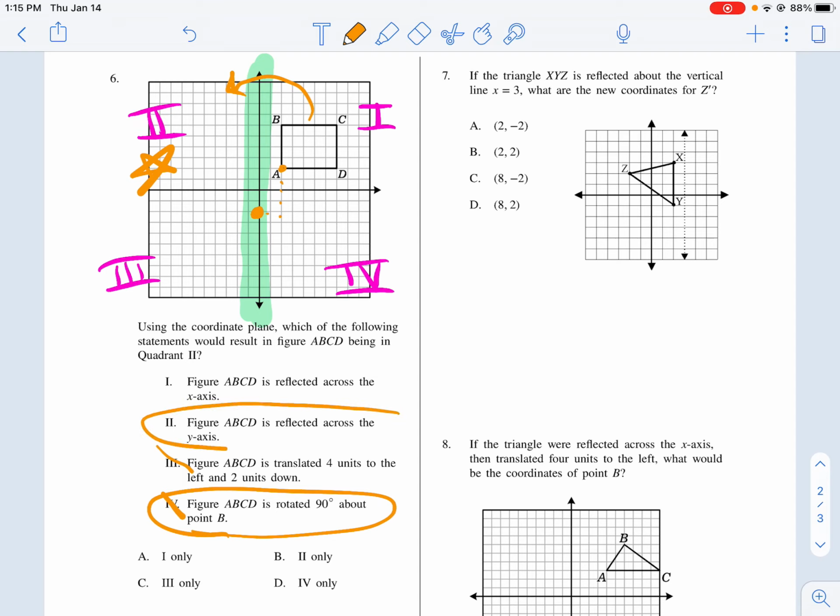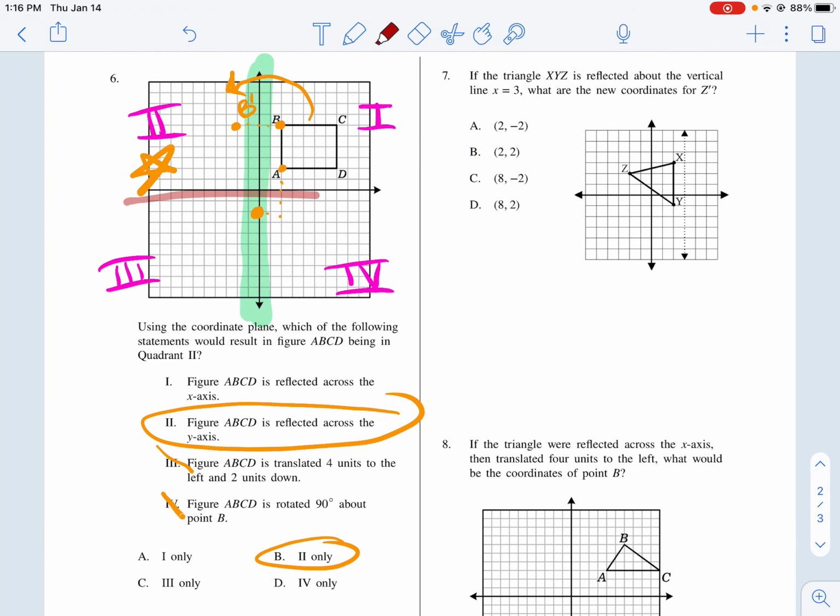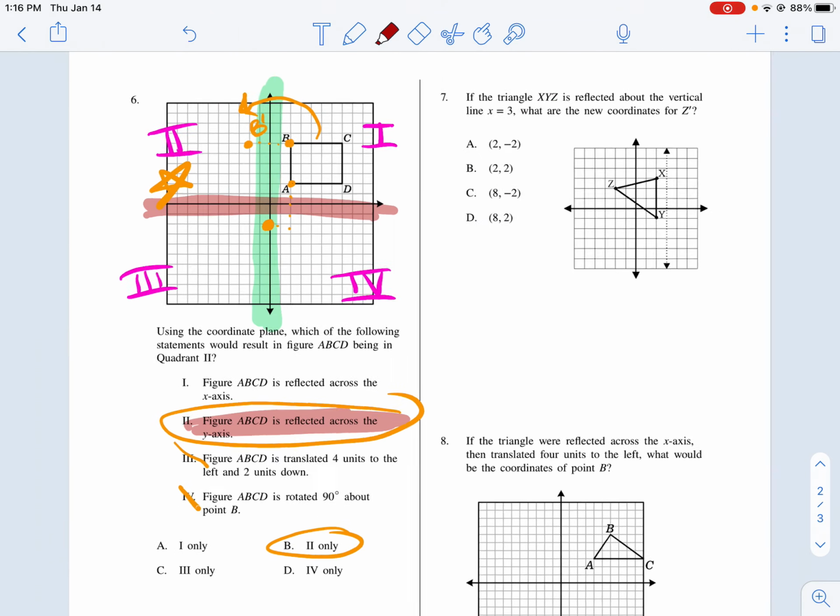Now, if we flip over the y-axis, that is going to be the answer, guys. Oops, I circled that one. Because if I flip over here, like B is right here, B is going to move right here. And C would move and A and D. If I flipped over the x-axis, though, my friends, that would move to quadrant 4. So our answer is going to be choice 2.